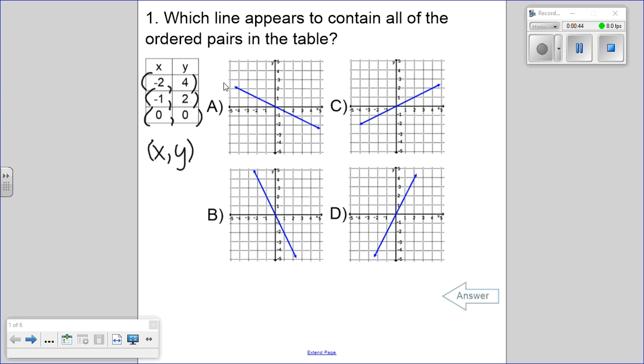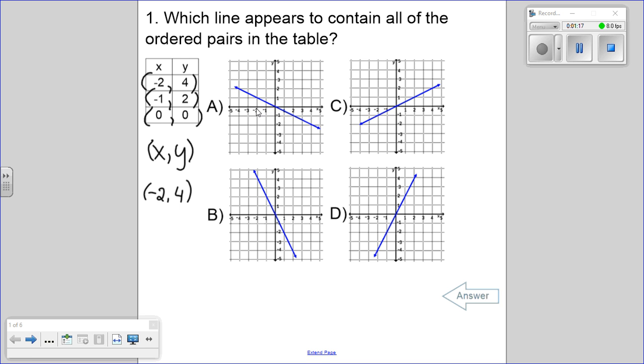So what this question is asking us to do is figure out which blue line, A, B, C, or D, has all three of these points on the line. So let's start with the first point, -2, 4. Remember, your x point is first, so our x coordinate here is -2. Your x-axis is the horizontal axis, so that's either to the left or to the right. Starting from the origin, if I want to get to -2, I'm going to go left 2. My y value is +4.